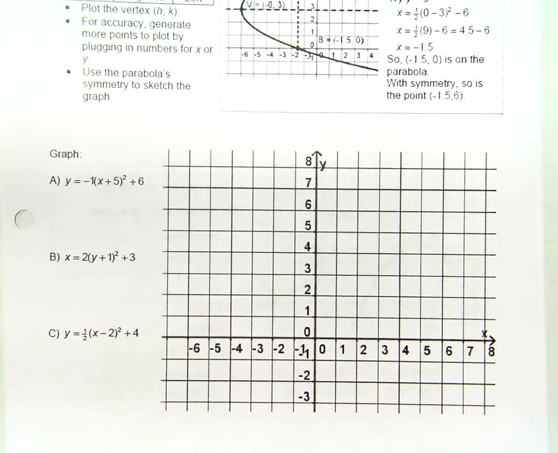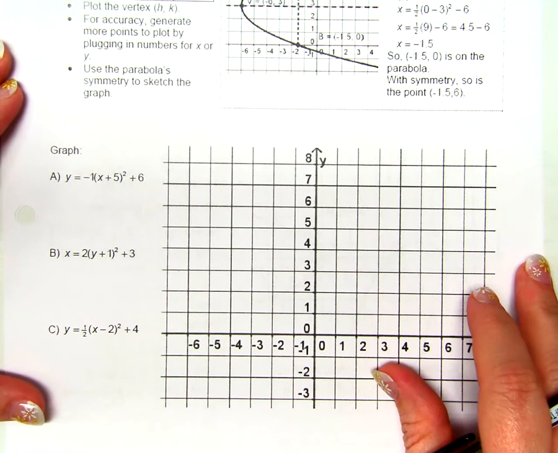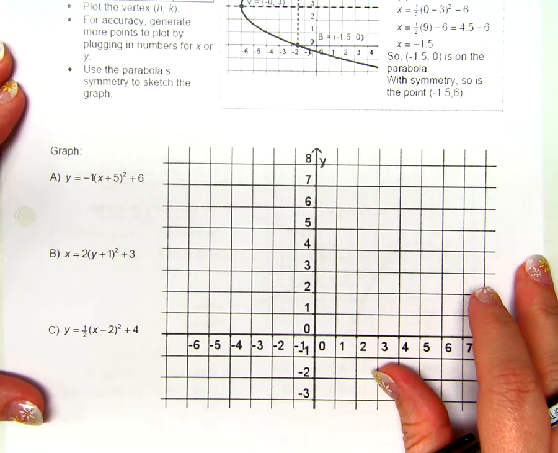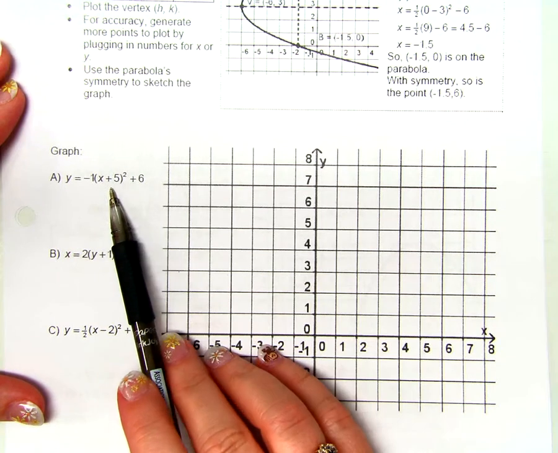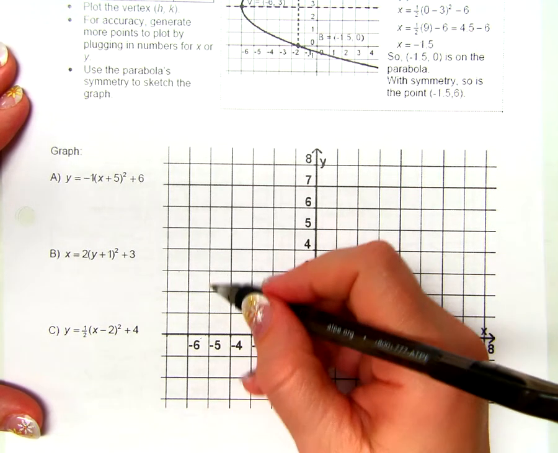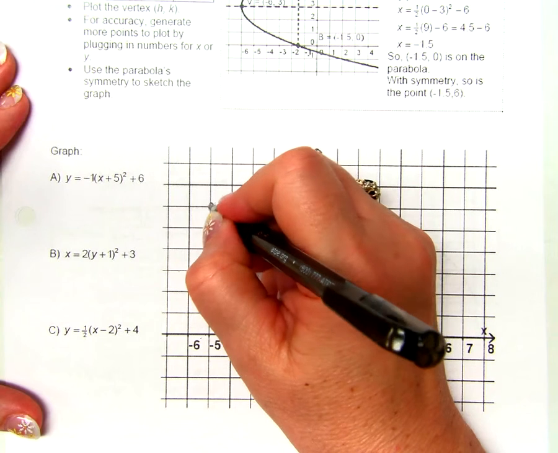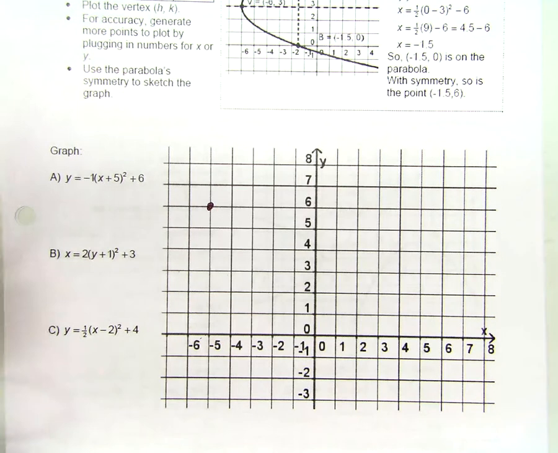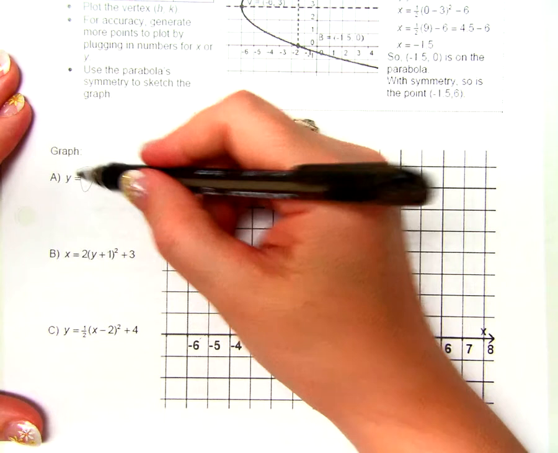All right, let's do some graphing. We have 3 to graph. Which one would you like me to do first? A. Okay, let's do A first. Where is the vertex of A? -5, 6, right? So -5, 1, 2, 3, 4, 5, 6. Which direction is this parabola opening? How do you know? -1, so it's opening down.